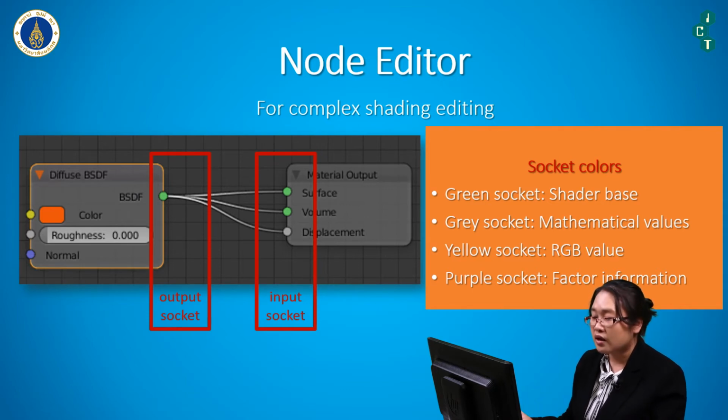The gray dots are related to mathematical values, for example, the level of light or the ramp, those kinds of things. The yellow dots are about the RGB value, mostly the output image from the outside. For example, the texture that you download and would like to use in the node editor. The purple dots are factor information. This one is used to adjust each node in detail.